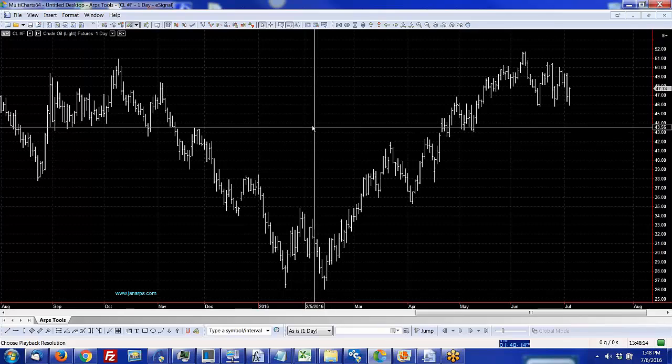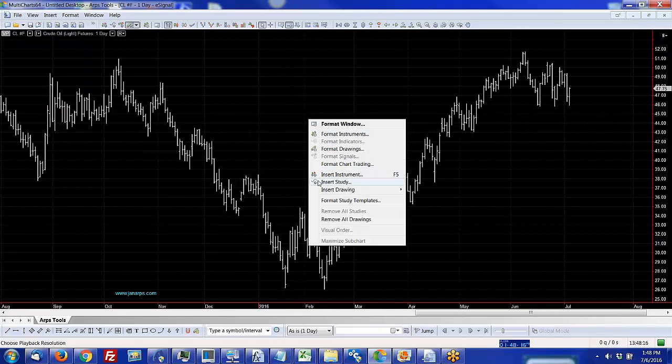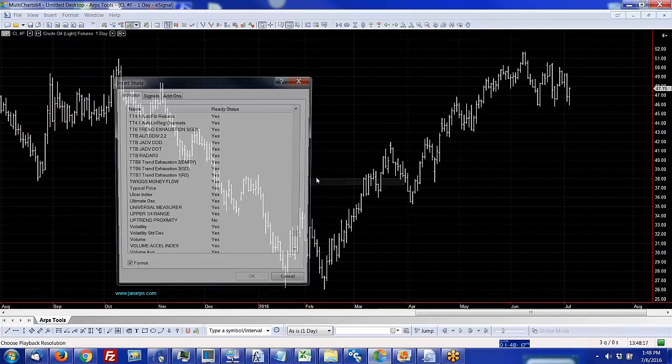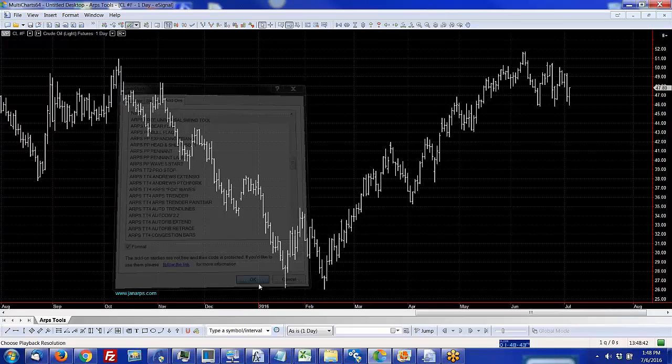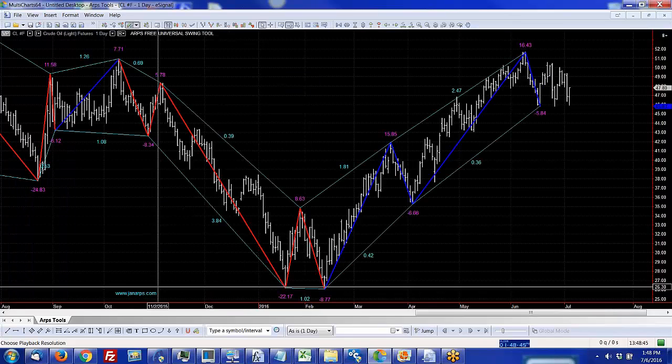You're all familiar with the Multicharts platform, so if you go to the Insert Study tab and go to the add-ons, you'll see a long list of Arps tools. There's actually over 50 of them. I'm not going to be able to show them all to you, but I'm going to show you some of the highlights. There's one that, whether you subscribe to any of these tools or not, everyone should be able to get: the Arps Universal Swing Tool. I'm going to show you that first because it's also the foundation of many of the other tools that we use. This tool is basically just a measuring device.